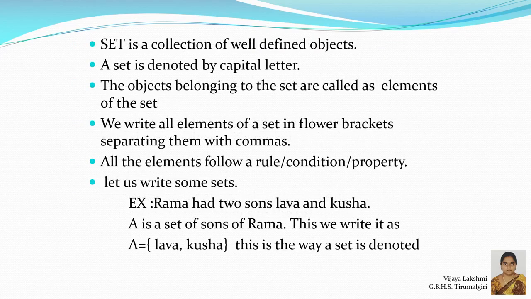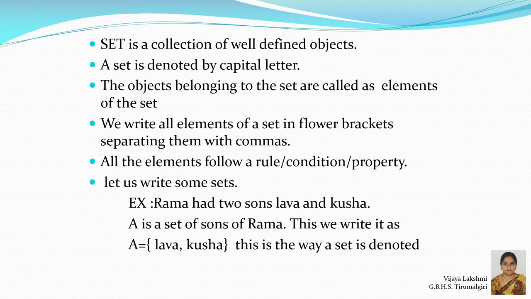Now let us find out what is a set, how is it denoted, and what are the elements. The set is a collection of well-defined objects. A set is denoted by a capital letter and all the objects belonging to the set are called elements of the set. We write all elements of a set in flower brackets, separating them with commas. All the elements follow a rule or a condition or a property or something in common which makes us eligible to find out whether the given object belongs to the set or not.